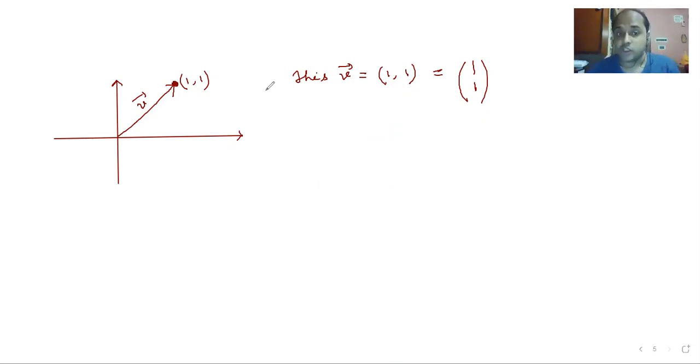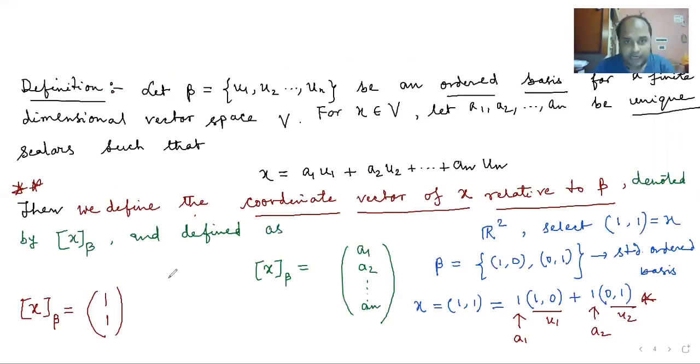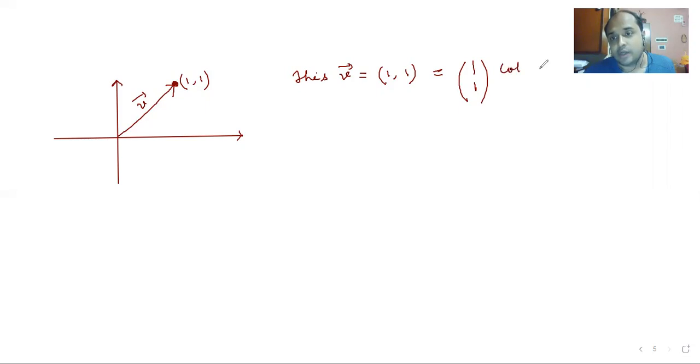In coordinate geometry, we call it the point (1, 1). In vector space, we call it a vector. In matrix representation also, we call it a matrix. But it's interesting to know that we do not consider the row matrix, we consider the column matrix, column-wise. So it is a column vector actually. This vector is a column vector. Now this is the definition which is very important.